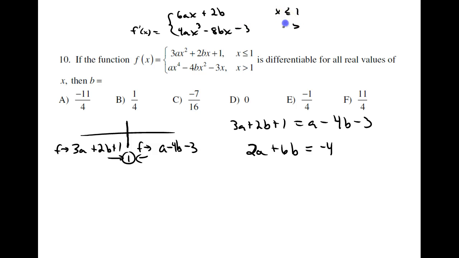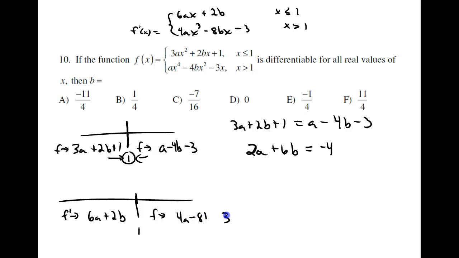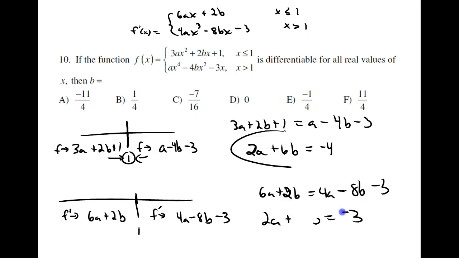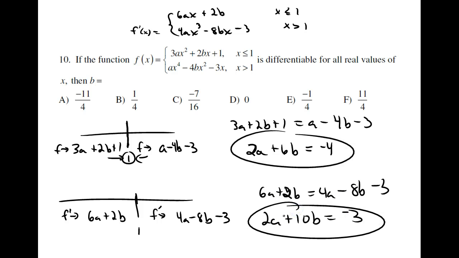If there was one, I need to make sure they meet up. So I got to do the same thing with that. At 1. What's the derivative going towards? 6a plus 2b. On the other side of 1, 4a minus 8b minus 3. Those two guys better equal. And then it's an algebra question. This tells me that 2a plus 10b is negative 3. I take these two together. And I only want what b is. I don't really care what a is. I want what b is. So I go solve b by subtracting these equations one from the other. Okay, go solve. Solve this system for b.